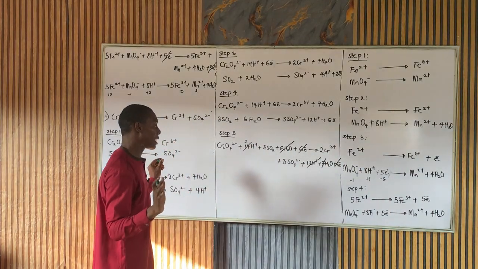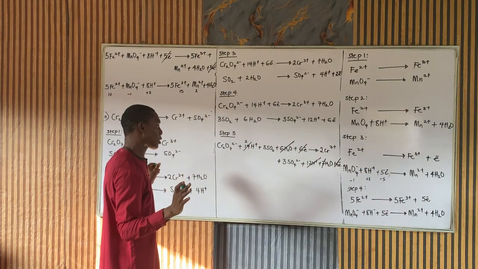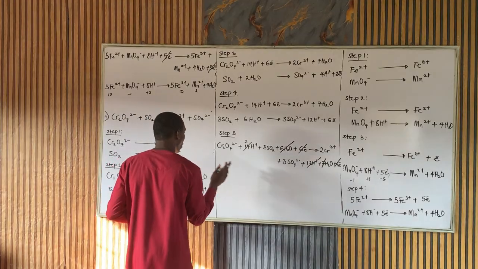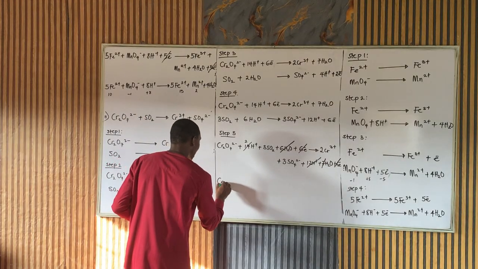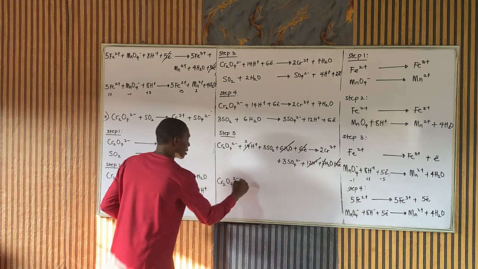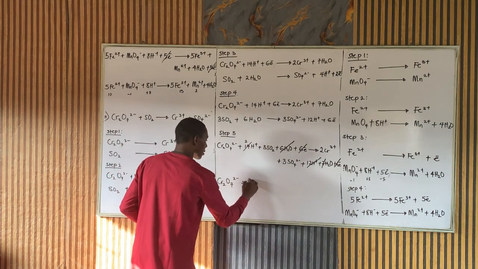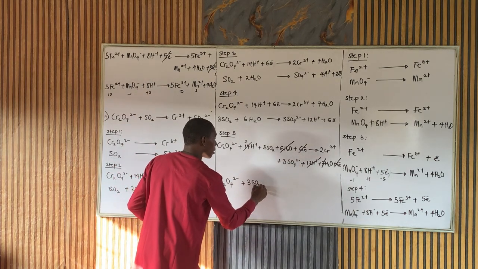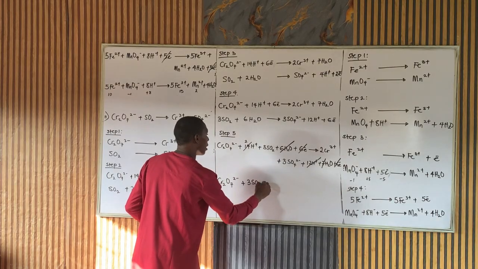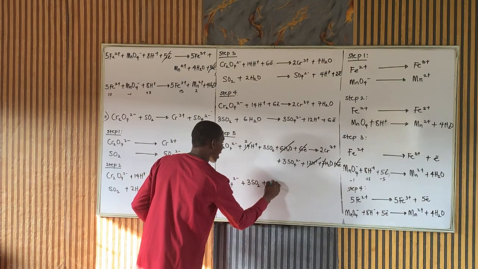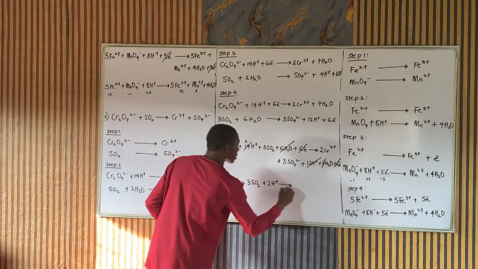So that's the common elements or atoms or ions, or compounds. So at the end of the day, we now have Cr2O7 2 minus, then plus 3 SO2, then plus 2 hydrogen ion. That's correct.